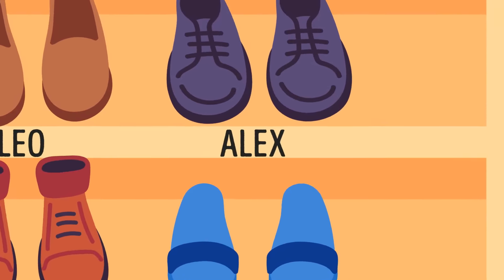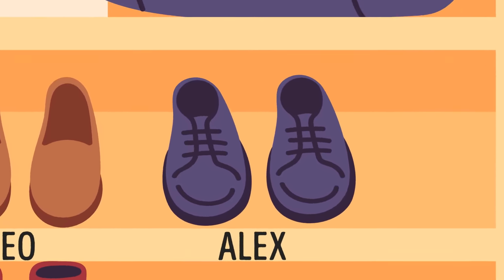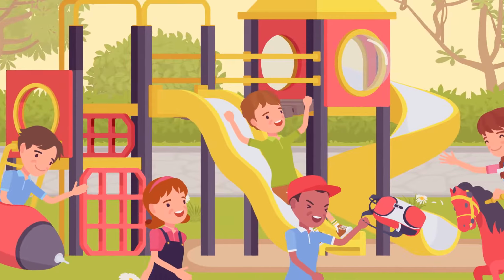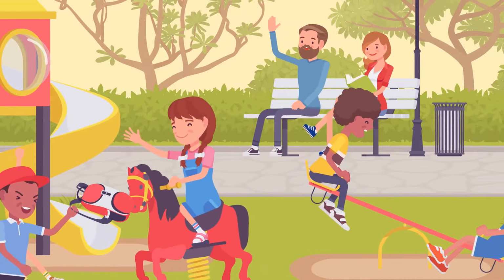It's Alex. Look, both of his shoes are left ones. That's weird. In a parallel universe, it's only allowed to have fun and eat sweets. Studying is against the law.